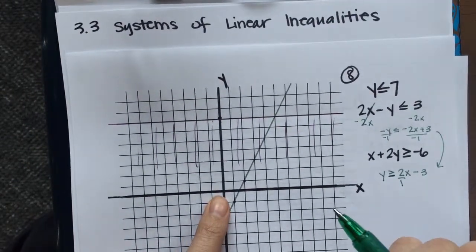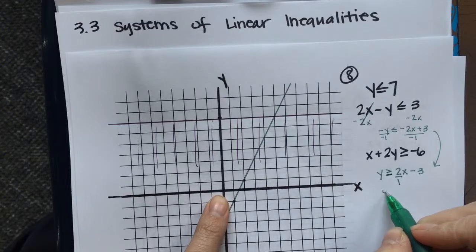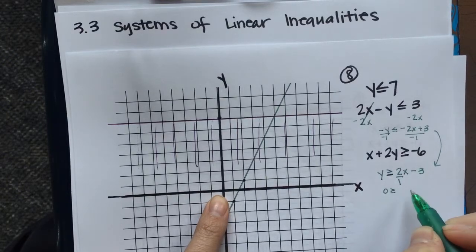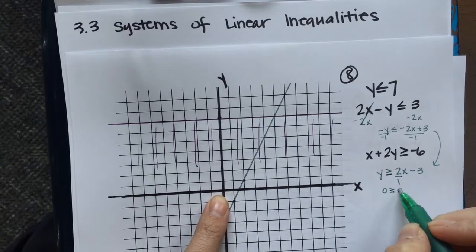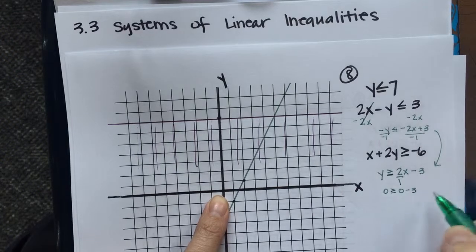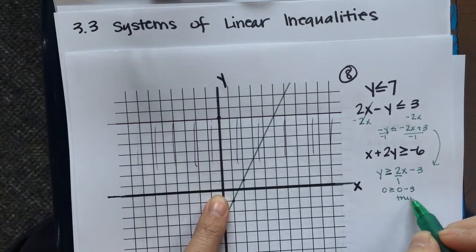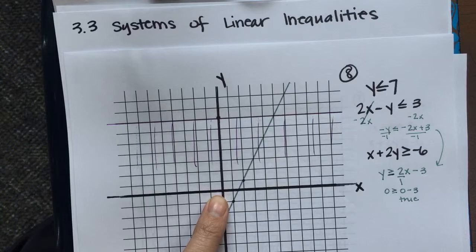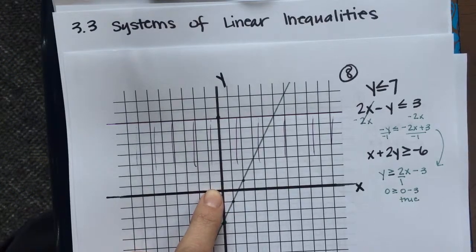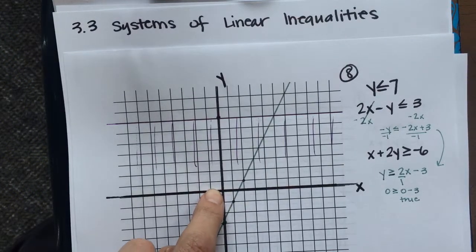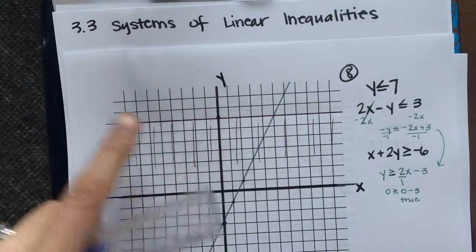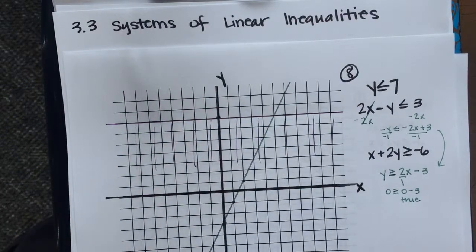I'm going to use a test point of 0, 0. If I put 0, 0 in, I get 0 is greater than or equal to 0 minus 3. That is true. That means that 0, 0 is a solution. So right here is a solution, and since it's to the left of the line, then that means that all solutions are to the left of this line.